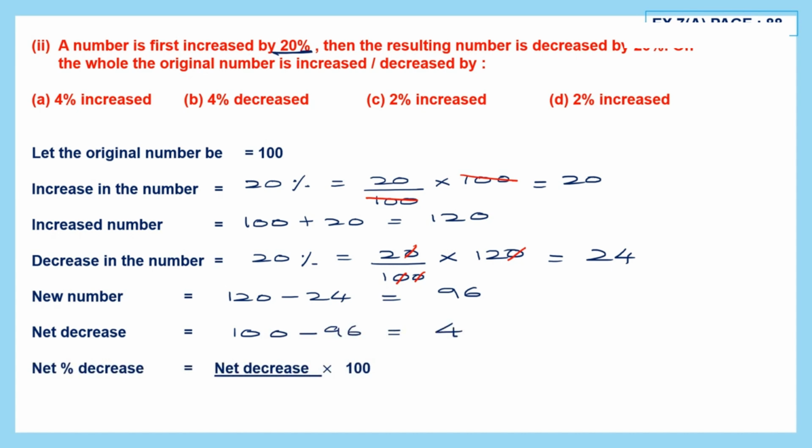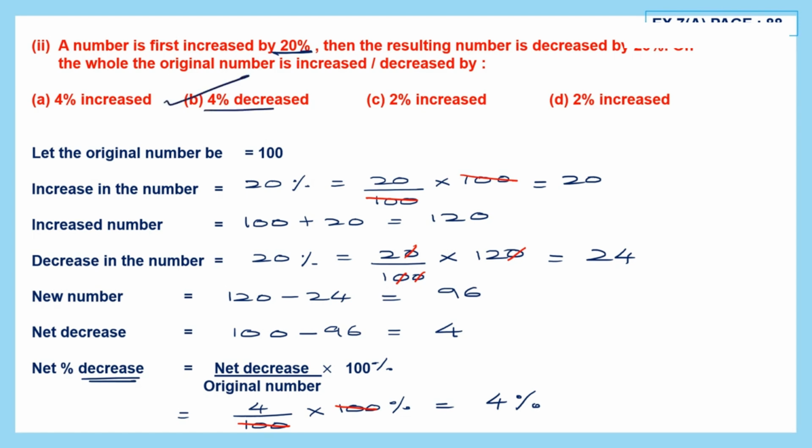Now if we have to find the net percent decrease, we are asked to find the percentage, isn't it? So this is what we have to do. Net decrease, that is 4, divided by the original number, which is 100, and multiply this by 100%. So when we multiply this by 100%, we will get the percentage. So here again, we can cancel this and this. So what is left is only 4%. That means this has decreased, isn't it? So the answer is decrease by 4% or 4% decrease. So this is our answer.